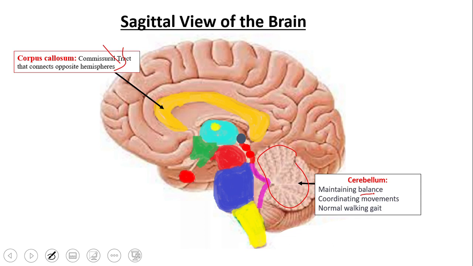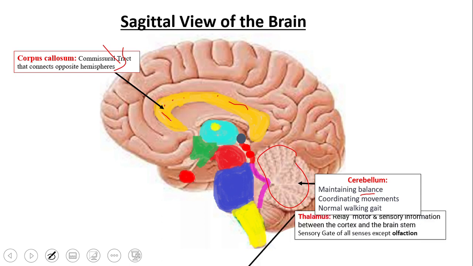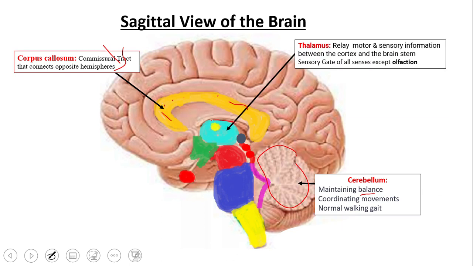So this is the corpus callosum, and this is the commissural tract that communicates the right and left cerebral hemispheres. This area here is the thalamus. The thalamus relays information between the cortex and the brainstem. So information has to go through the thalamus so that it reaches its area on the cerebral cortex, and the ones coming from the cortex also have to leave through the thalamus.